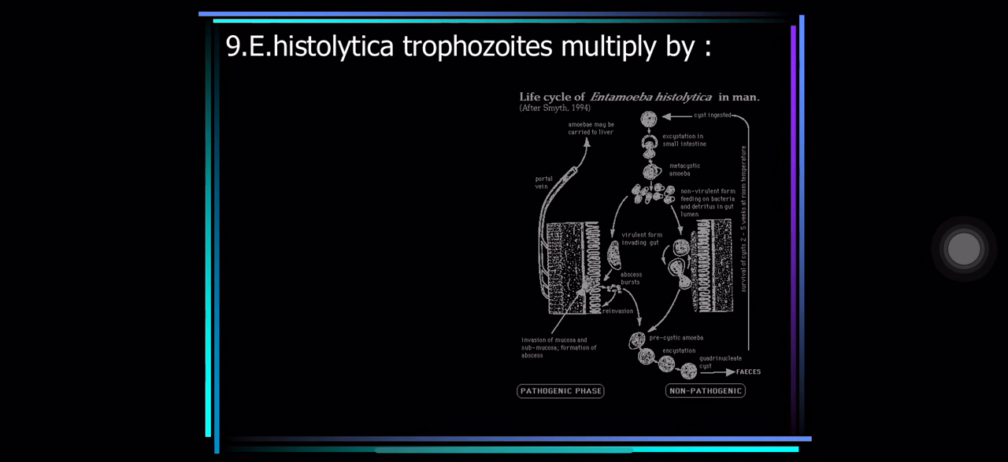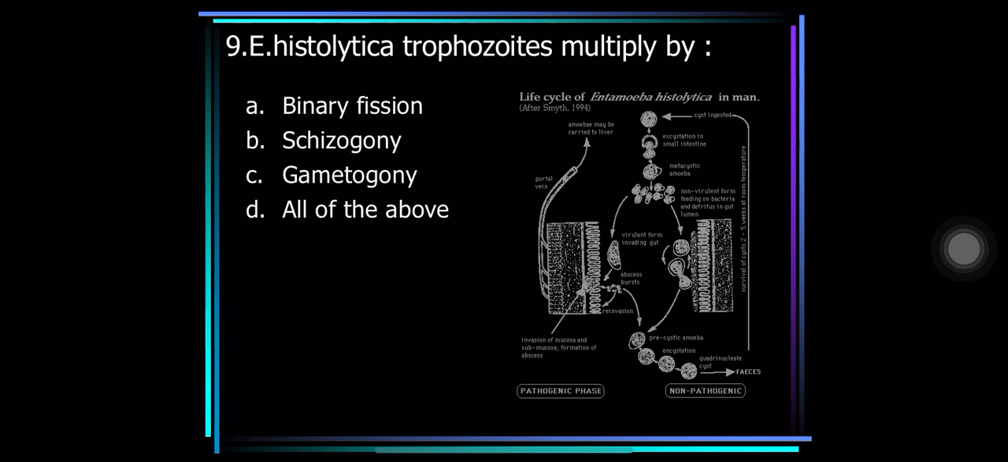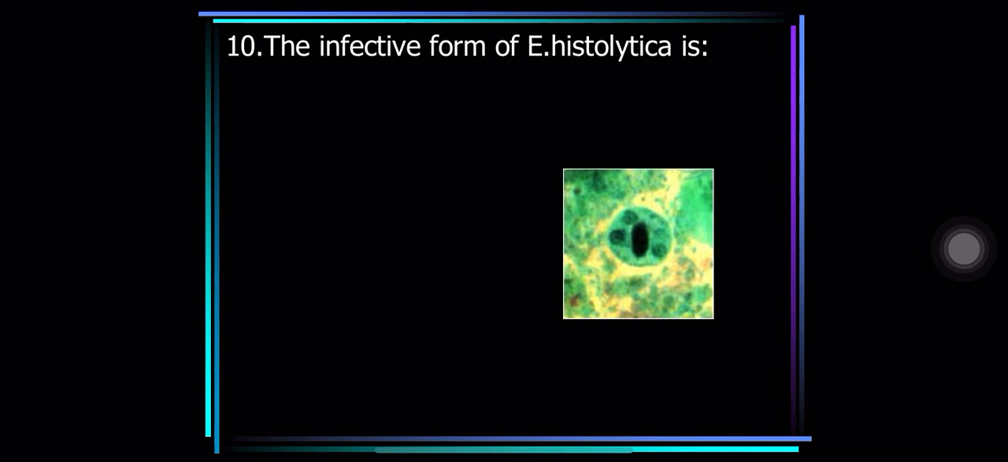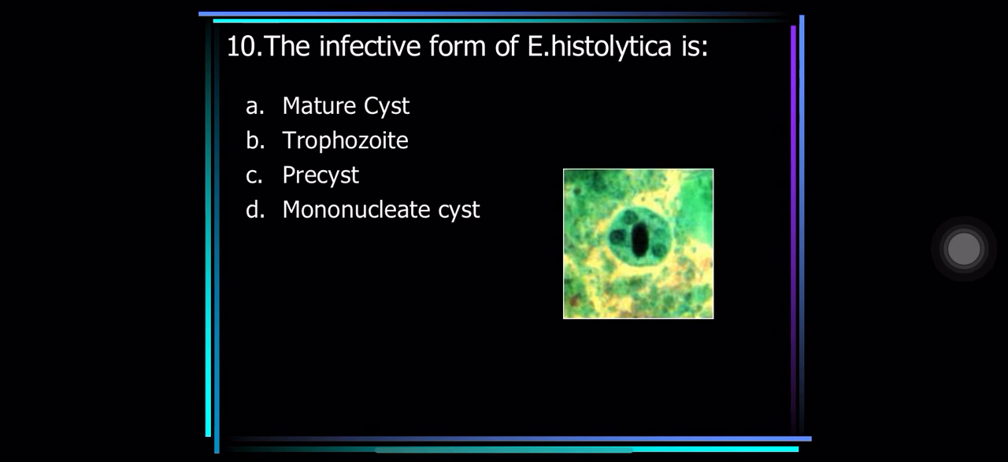Question 9. E. histolytica trophozoites multiply by binary fission, schizogony, gametogony, or all of the above. So E. histolytica trophozoites multiply by binary fission. Question 10. The infective form of E. histolytica is mature cyst, trophozoite, pre-cyst, or mononucleate cyst. The infective form of E. histolytica is mature cyst. The correct option here is option A.